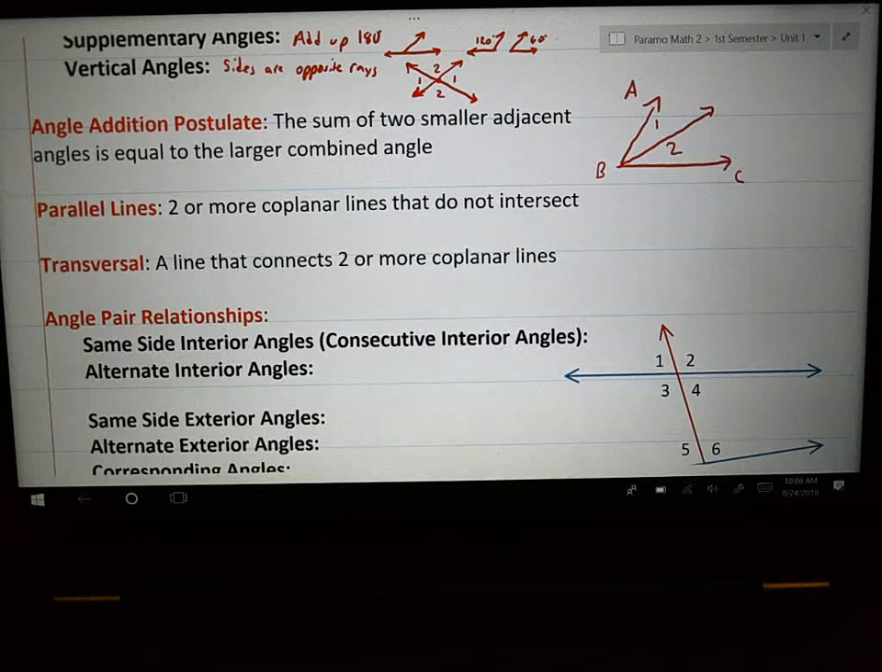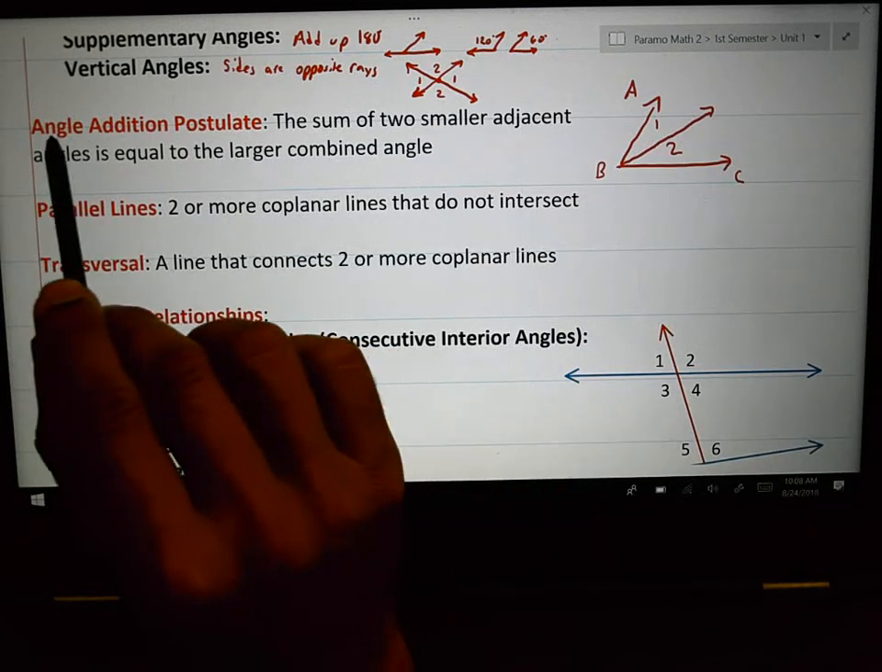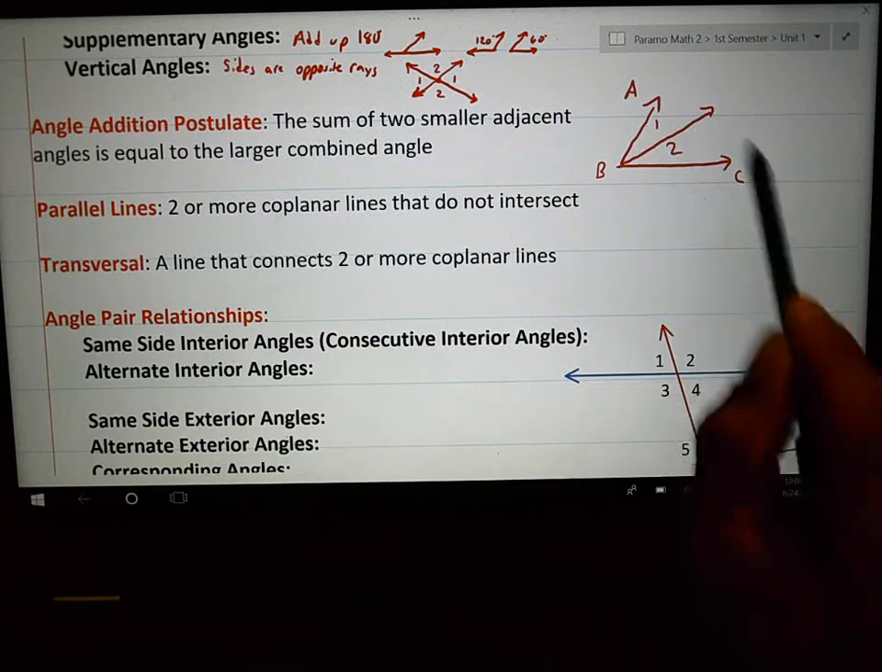you might have to do this with letters instead of numbers. But basically it says this angle plus that angle equals the bigger angle. If you can recognize that, you will know the angle addition postulate. It's just a postulate that says the sum of these two smaller angles equals the big angle.